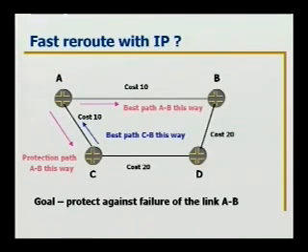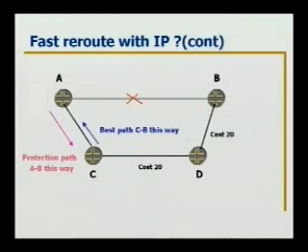From C's point of view, however, because of the way the metrics are set up in this example, he thinks, okay, the best path to forward traffic towards B is through node A along the link CA. So let's see what happens now when the link breaks.